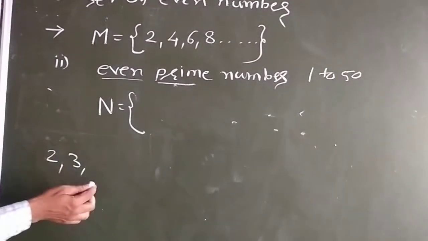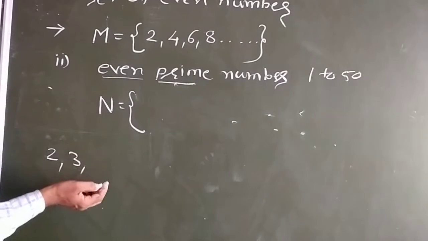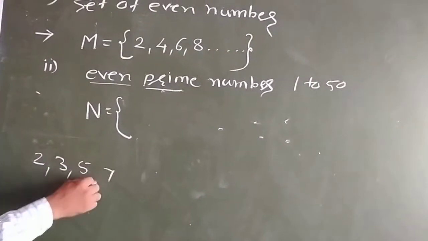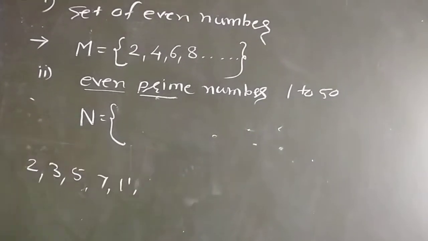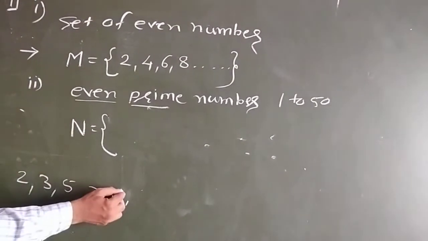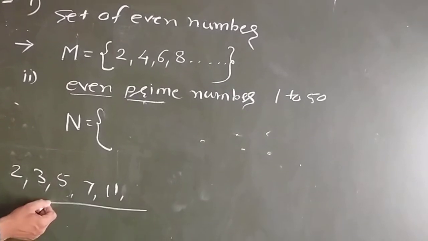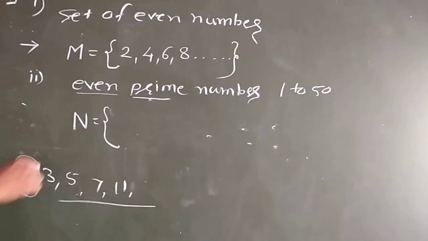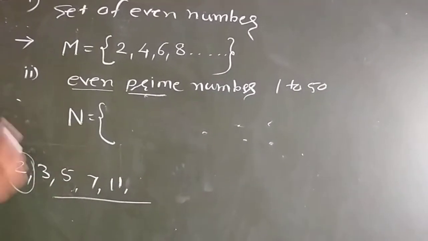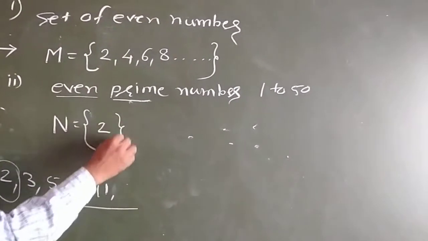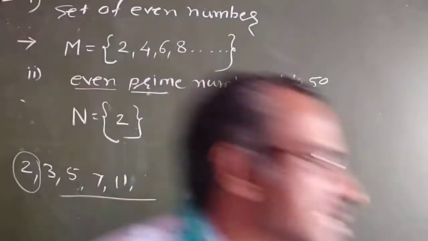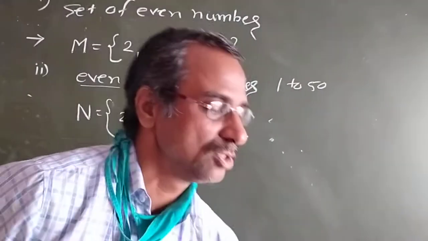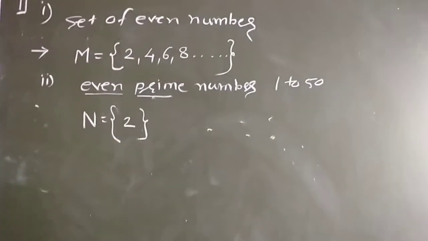Prime numbers means we cannot factorize them. Then 4 is not, 5 is a prime number, 7, 11, like that. These are all odd numbers, but only 2 is an even number. Among prime numbers, only 2 is an even prime number. So the answer is, in curly brackets, N equals curly bracket 2. Then third example.